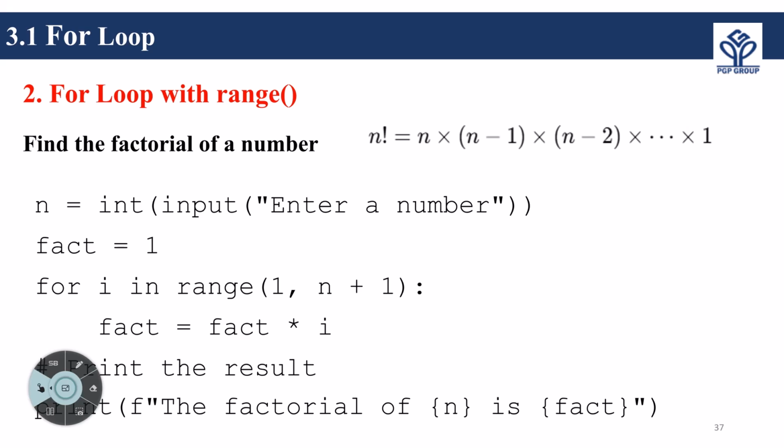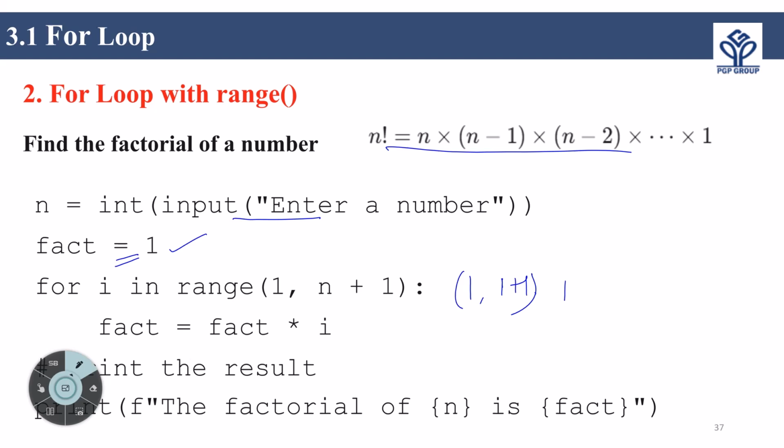Next one, see that, factorial. So this is our factorial of a number. So okay, enter a number. Fact is equal to 1. So the starting factorial value is 1. I in range of 1, n plus 1. So first of all, our value is 1. Okay, I value is 1, 1 plus 1, so 2. So the first value is printed.